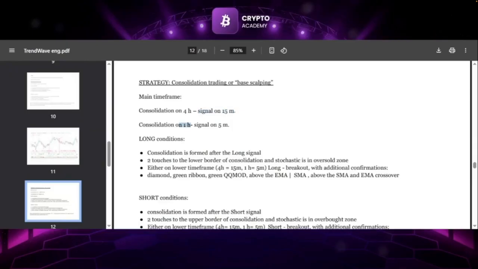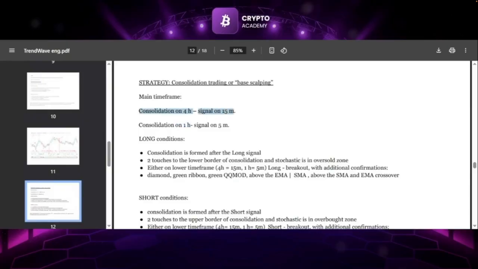In the same way, we look at consolidation on 1H and we receive additional confirmation on a lower time frame from 5 minutes. This can also be done with a base on daily, with a confirmation of breakout on 1H, but do not look at the bases lower than on the 1 hour time frame and do not trade them, since the risk to profit is very low and the number of false signals is very high.